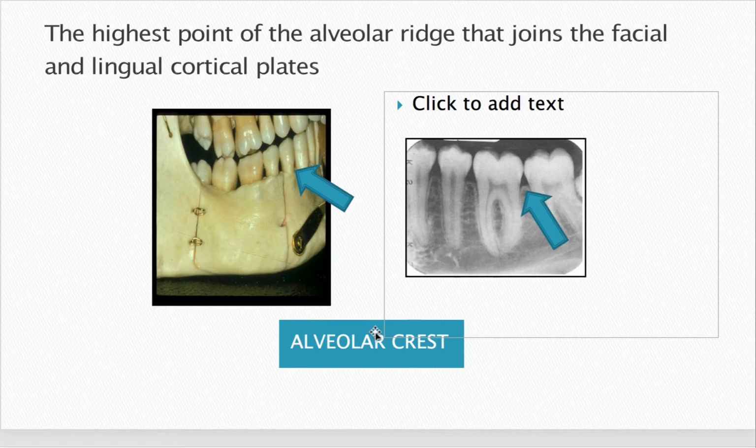Now let's review a few more terms. The alveolar crest is defined as the highest point of the alveolar ridge that joins the facial and lingual or palatal cortical plates. On the left, the arrow is pointing to the alveolar crest on a dry skull, and on the radiograph on the right, the arrow is pointing to the crest as seen on a radiograph.